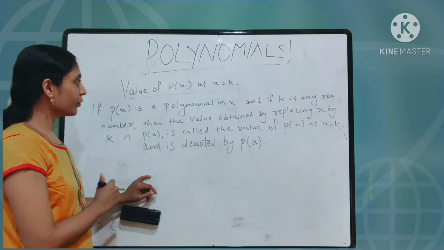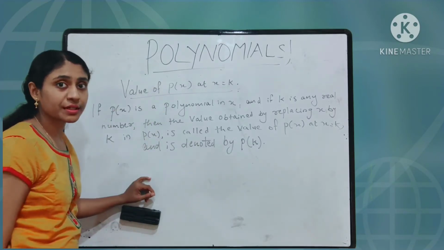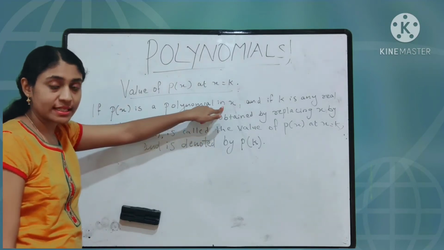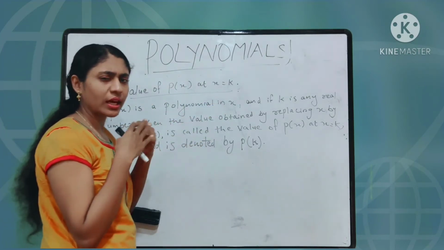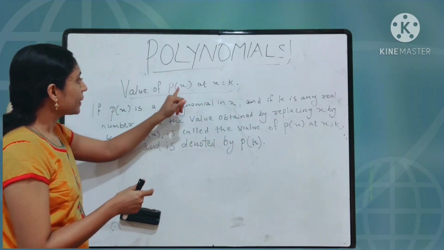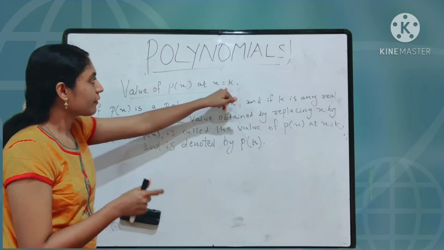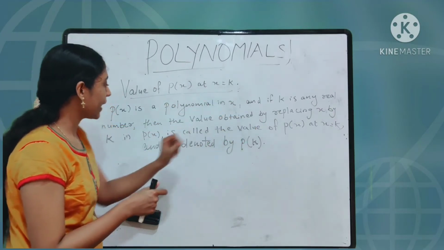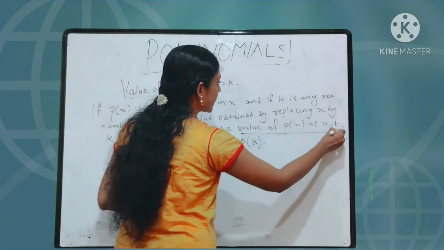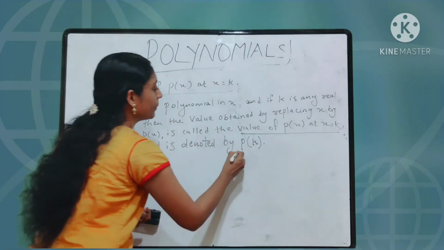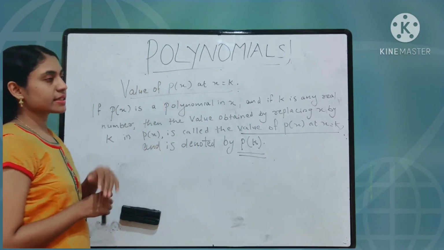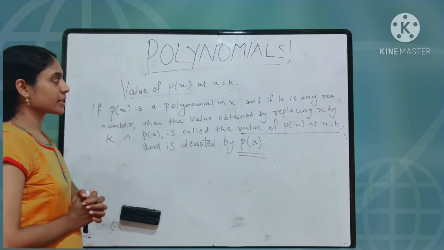So in general, we can write like this: the value of p of x at x is equal to k. If p of x is a polynomial in the variable x and k is any real number, then the value obtained by replacing x with k in p of x is called the value of p of x at x is equal to k and is denoted by p of k. Understood? So what is the value of p of x at x is equal to k?